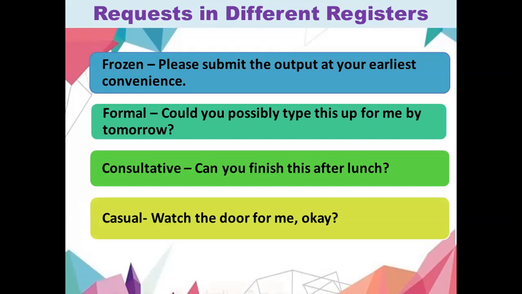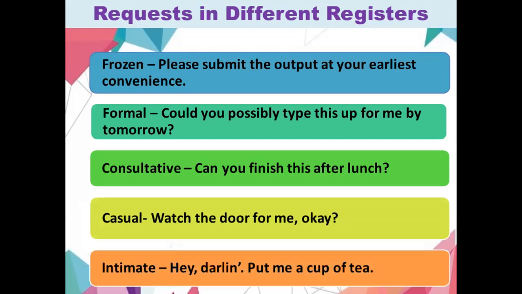All right. The last one is intimate in the language register, such as what you can see on the screen. So all of those are parting words and requests, language registers and different registers.